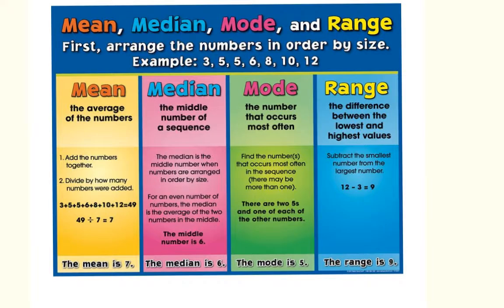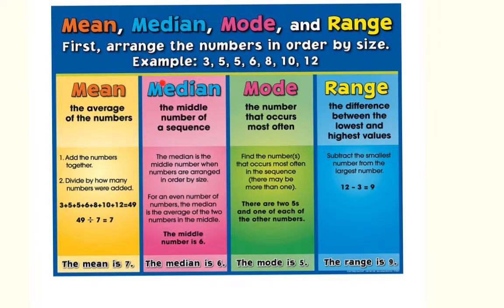To do this lesson successfully, we need to remember what mean, median, mode, and range are and how to calculate them. Anytime you're calculating these, especially for the median, mode, and range, it's helpful to have the numbers in order by size, from smallest to biggest. The mean is the average of numbers. You calculate that by adding all the numbers together and dividing by how many numbers were added.